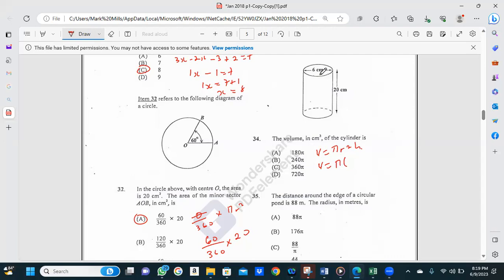So volume would be pi times the radius. The diameter is 6, so the radius is half of 6, which is 6 divided by 2, giving me 3. So it'll be 3 squared times the height, which is 20. So V is equal to pi times 9 times 20, which gives me 180 pi.